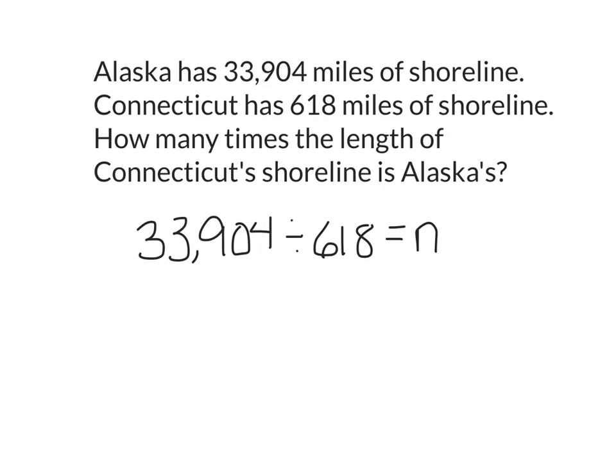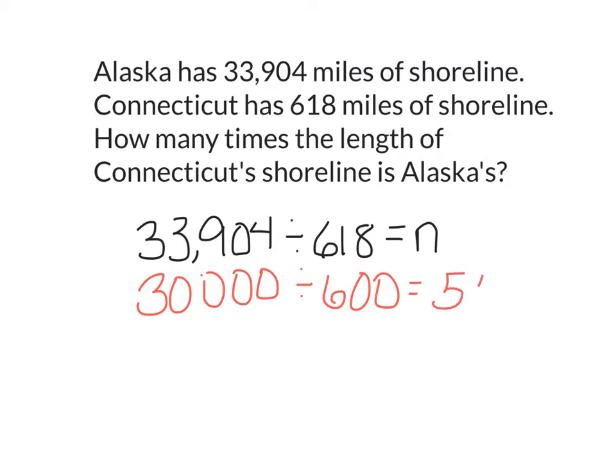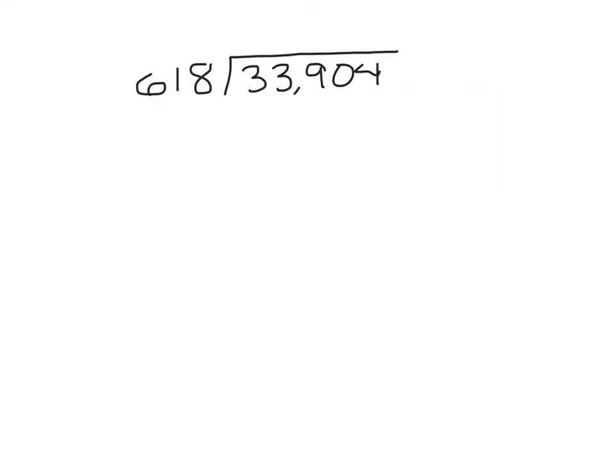We can first estimate this problem by using compatible numbers that we learned about in the last lesson. If we take a look at this 33 and this 6, I can think in my head 6 goes into 30 evenly. So I'm going to estimate this to being 30,000 divided by 600. I can do that in my head, and I get that that equals 50. So my answer should be close to 50.